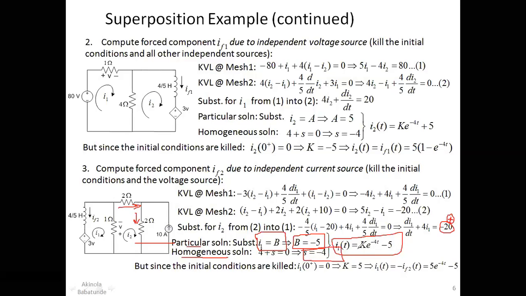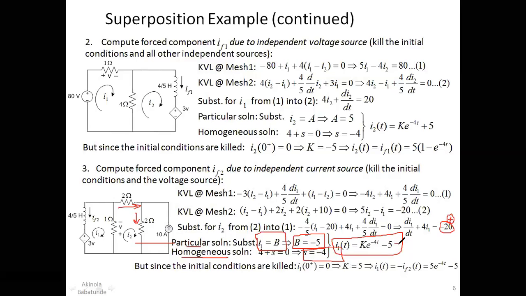What else do we do here? We need to find the value of k. Since we kill the initial conditions, I1 of 0 plus would also be equal to 0, because we already killed the initial condition. Otherwise, we would have said it's equal to 2 based on what they gave us, right from the beginning of the question. But we have to kill the initial condition here too for this superposition theorem. So I1 of 0 plus will be equal to 0.